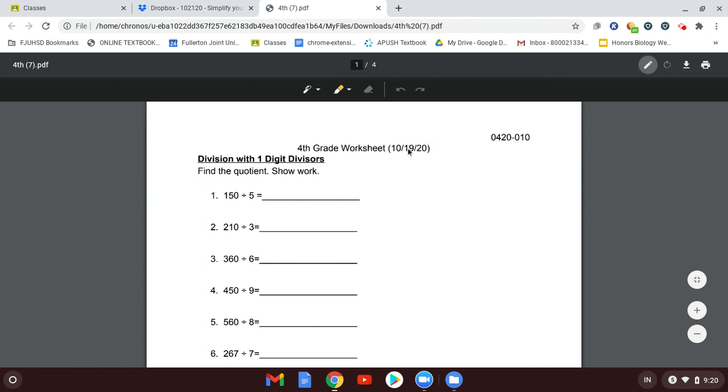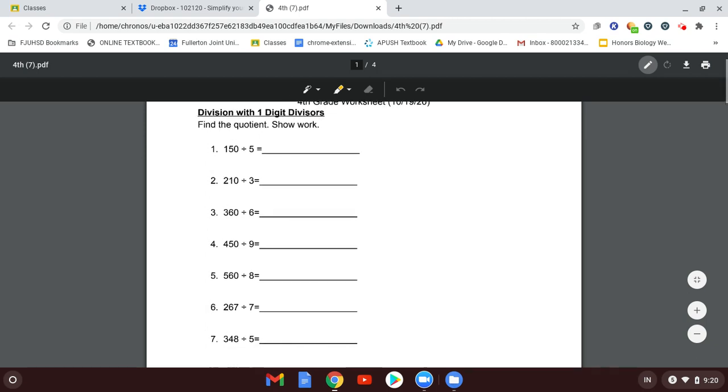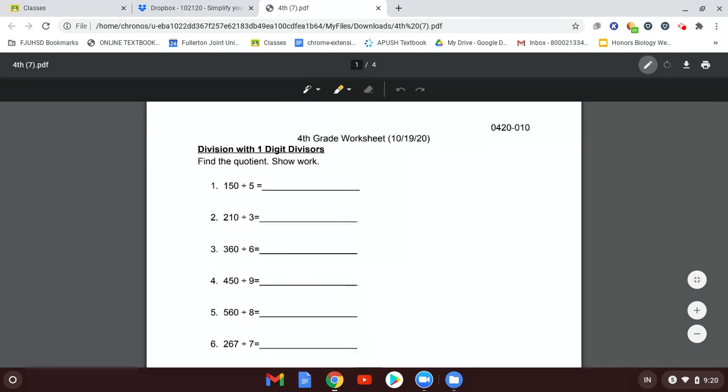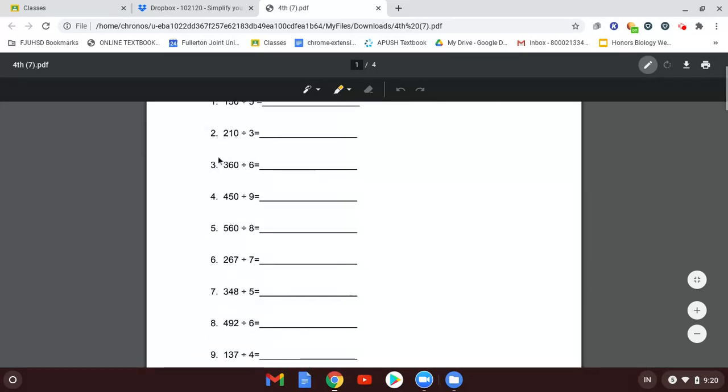Okay, so we will be going over a 4th grade worksheet. We'll start with page number 1. Right now all we're going to do is divide. So let's try doing number 2.